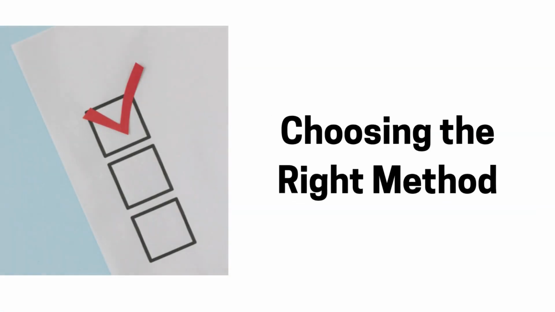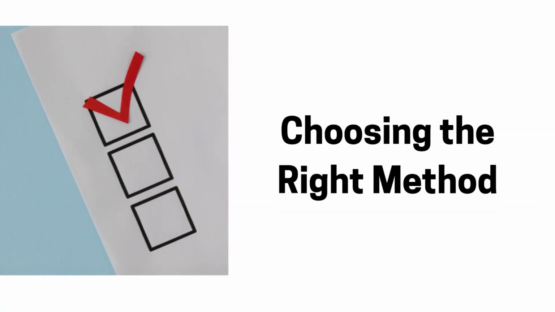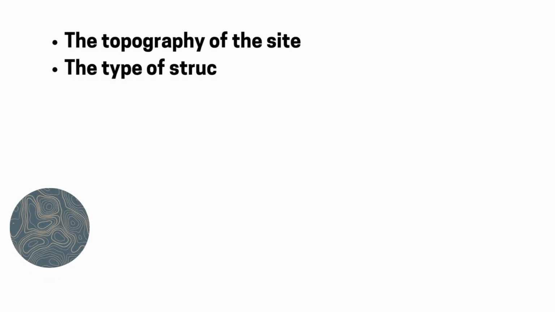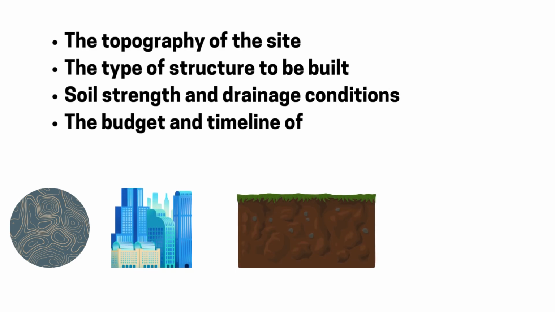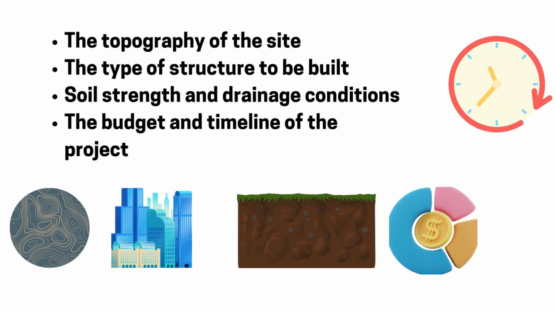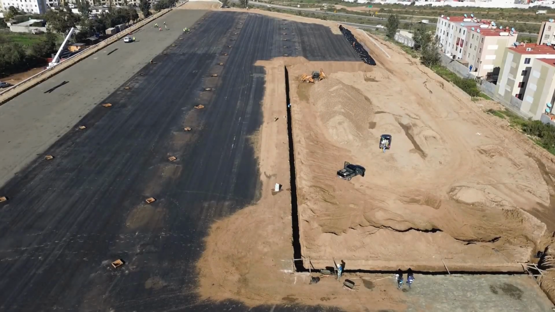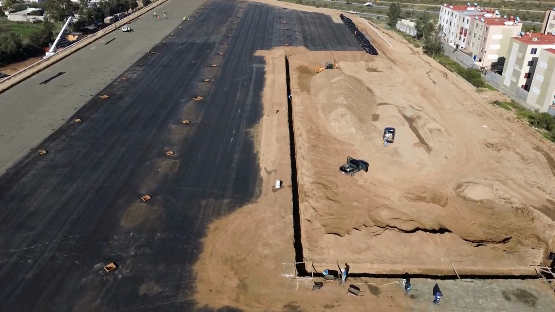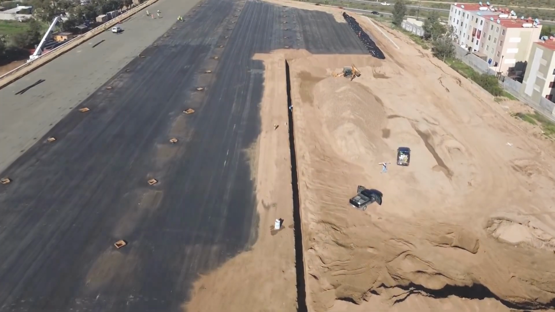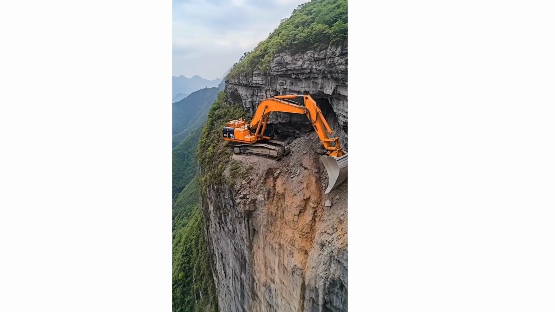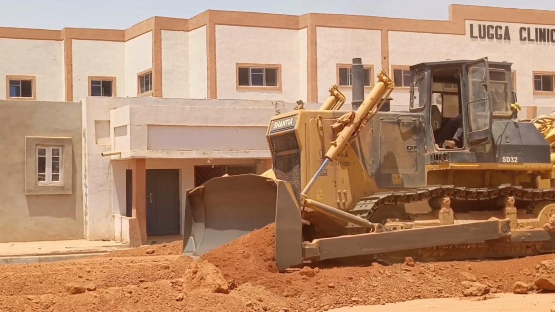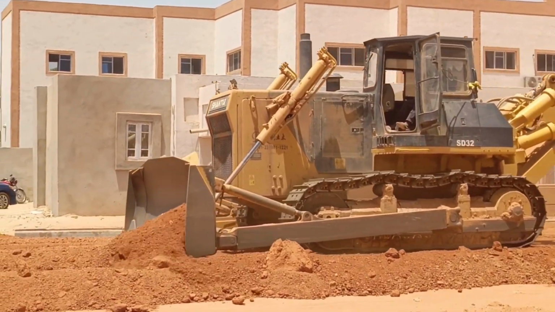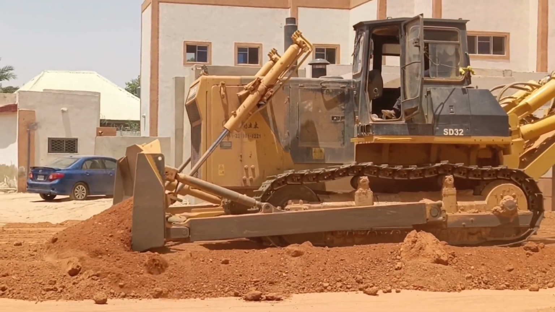So, how do we decide which grading method to use? It depends on the topography of the site, the type of structure to be built, soil strength and drainage conditions, and the budget and timeline of the project. For a flat site with minor slope, cut and fill may be enough. For a hillside building, stepped grading is safer. And for landscapes or basements, drainage grading becomes essential. Every method has its place, and choosing the right one is critical for long-term structural performance.